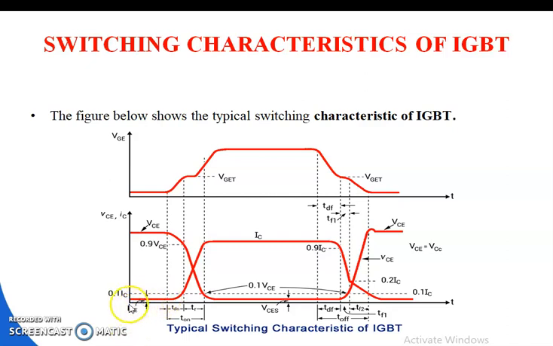This gap is nothing but your IC. Initially the IC current will be 0, and it will start increasing the collector current value. This is the time interval in which the collector current rises from 0 to 0.1 IC, known as the turn on delay time. This is also the time interval to fall the collector emitter voltage from VCE to 0.9 VCE. Or in another way, it is the time taken to rise the collector current from 0 to 0.1 IC.